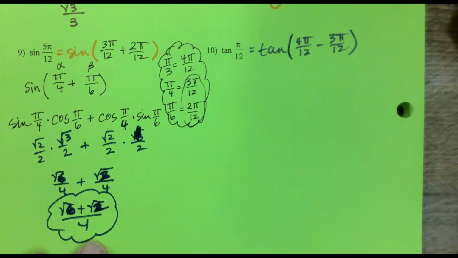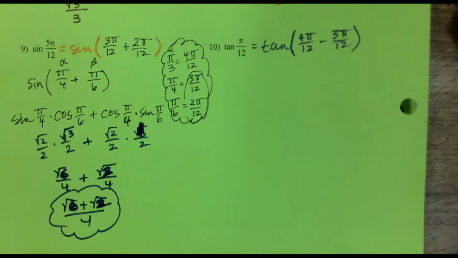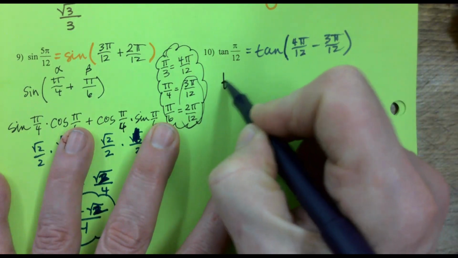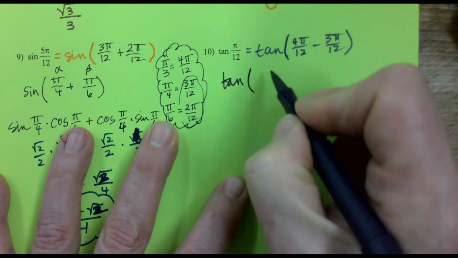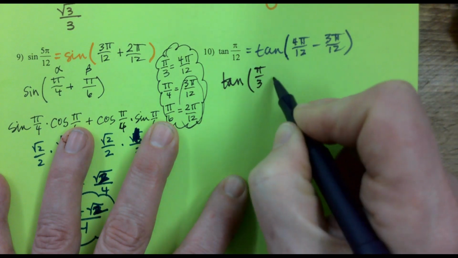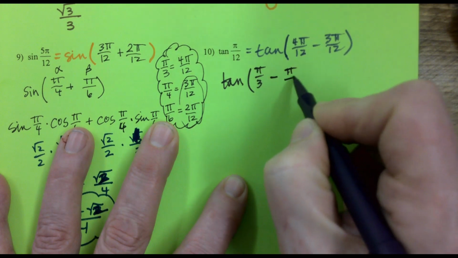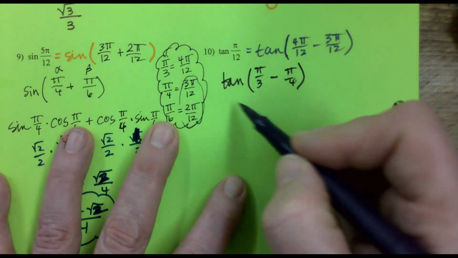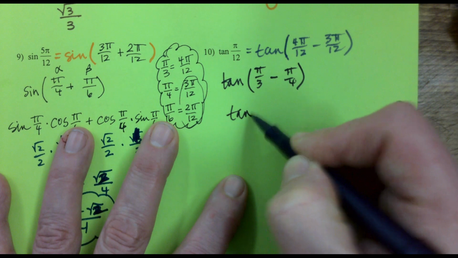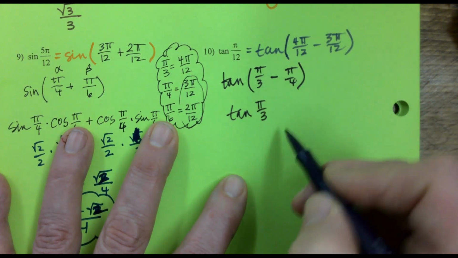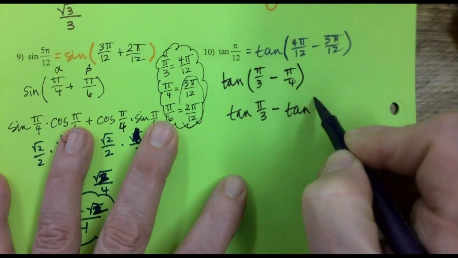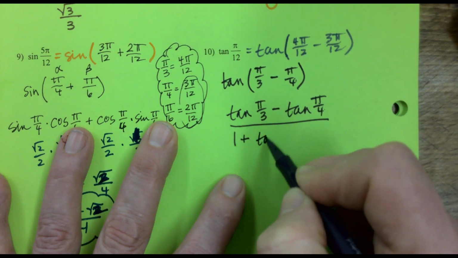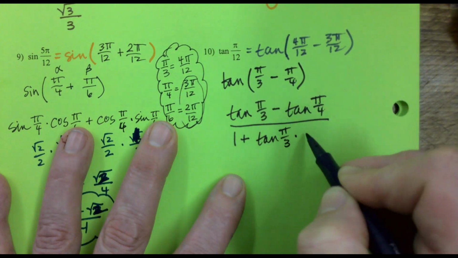All right? It's not like it can't be done the other way, and we're going to go ahead and do it the other way, but if I can avoid it, I will. So what I'm evaluating is the tangent of, that reduces down to pi over 3 minus pi over 4. And so now I'm going to go ahead and put it into the identity. The tangent difference is the tangent of alpha minus the tangent of beta over 1 plus the tangent of alpha times the tangent of beta.